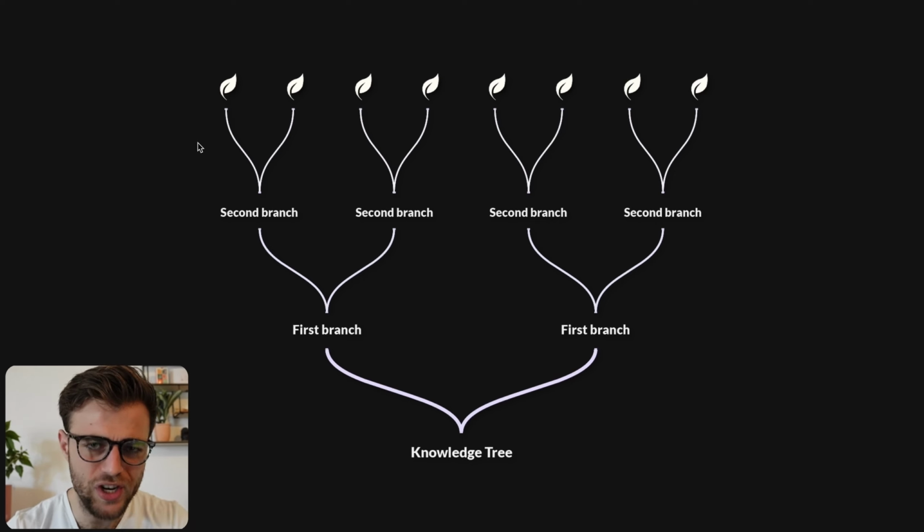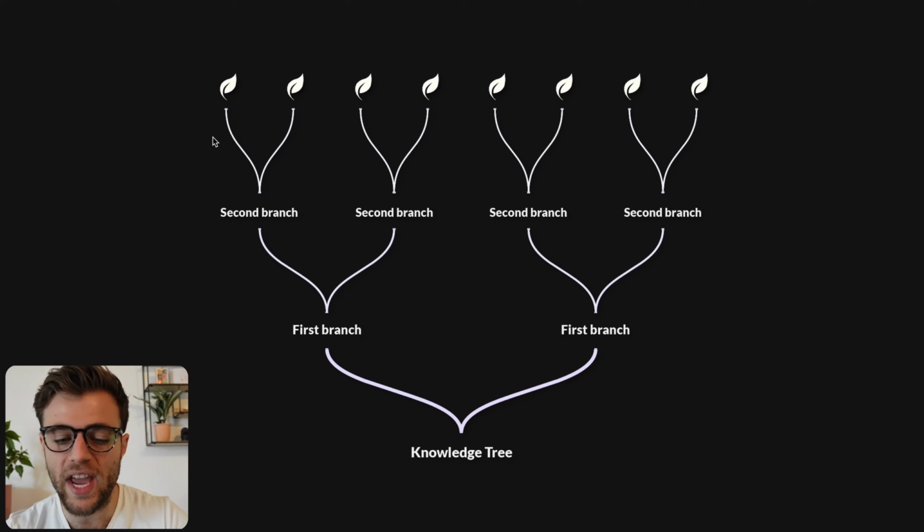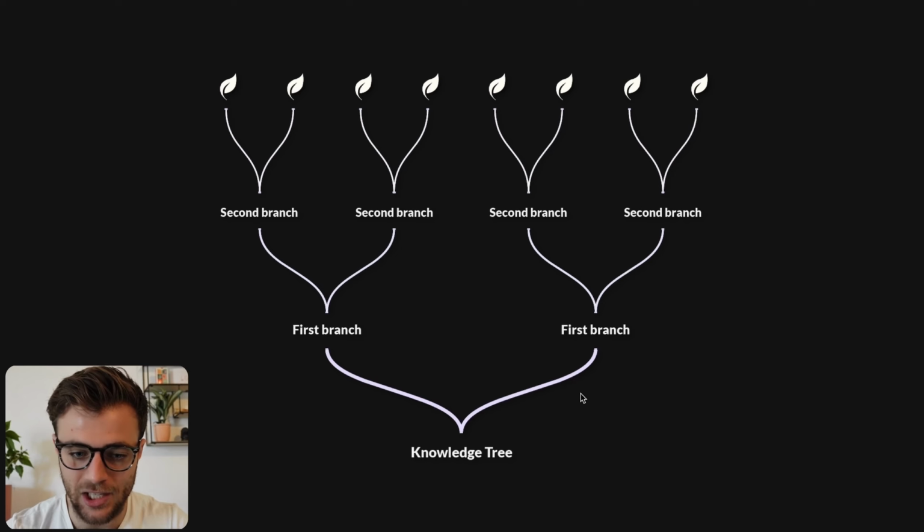An important thing to understand about knowledge is that it's always embedded in a constellation of other knowledge. So knowledge never exists in isolation. It's always connected to other knowledge pieces. The simplest way to visualize this is as a knowledge tree. This is an oversimplification, but hopefully it helps you to understand how knowledge is related to each other.